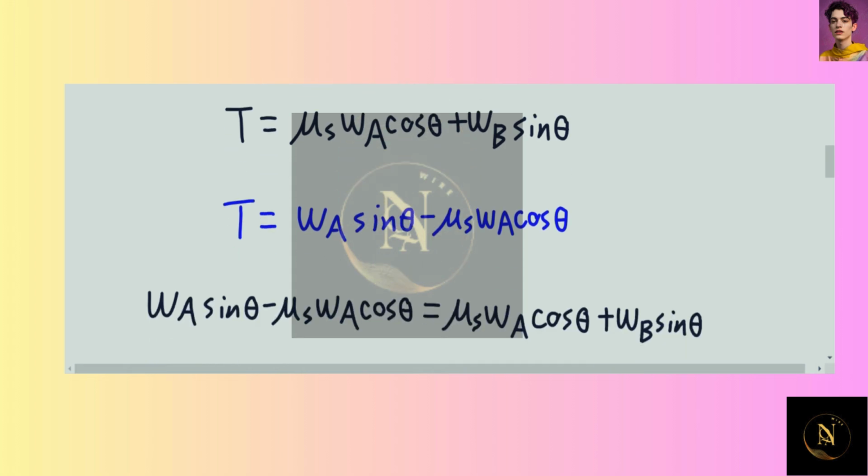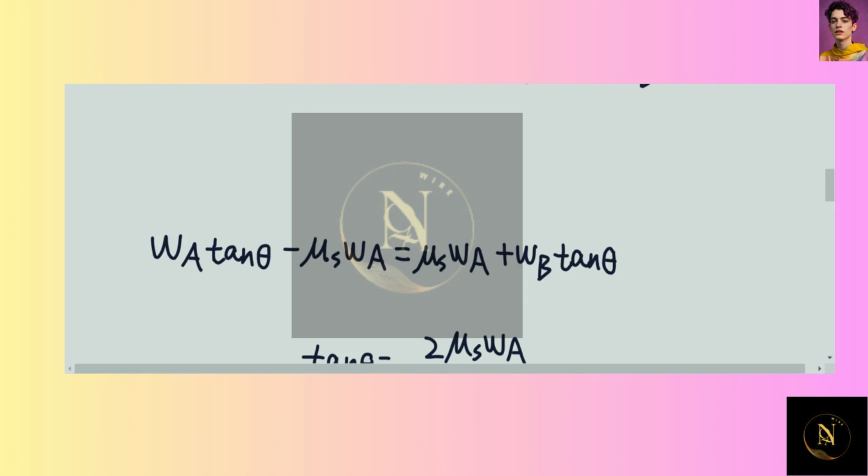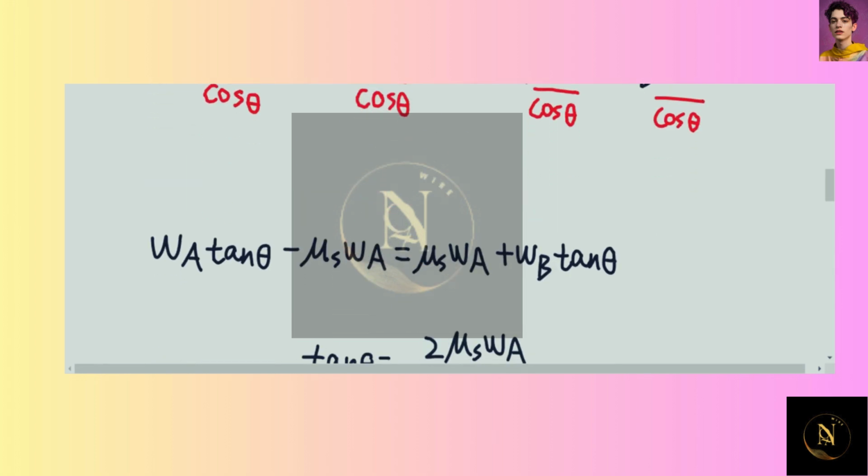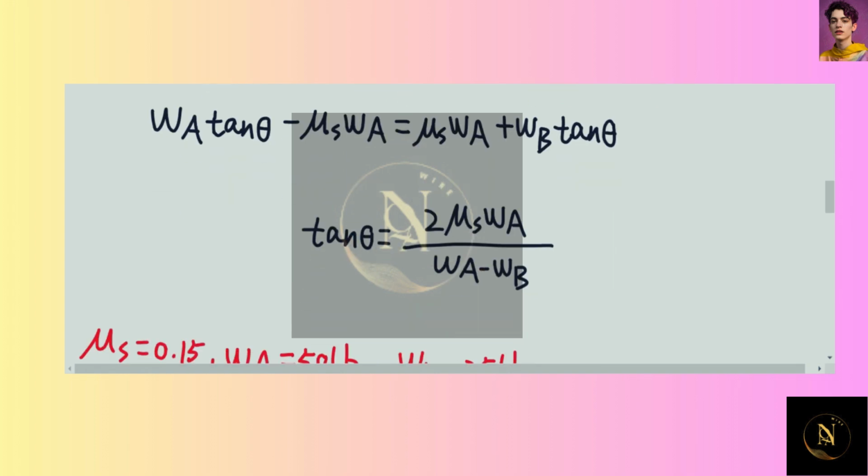Therefore we have WA sine theta minus mu S WA cosine theta is equal to mu S WA cosine theta plus WB sine theta. If we divide by cosine theta on each side, we eventually have WA tangent theta minus mu S WA equals mu S WA plus WB tangent theta. Therefore, tangent theta is equal to 2 mu S WA over WA minus WB.